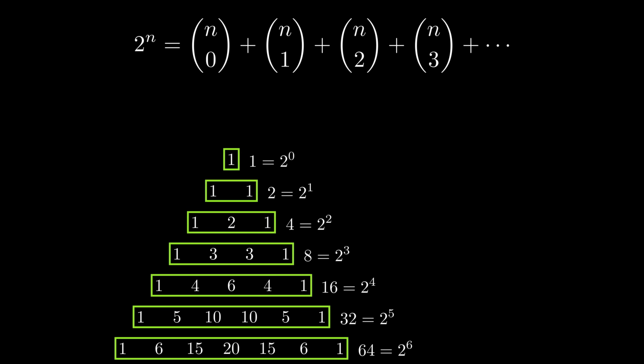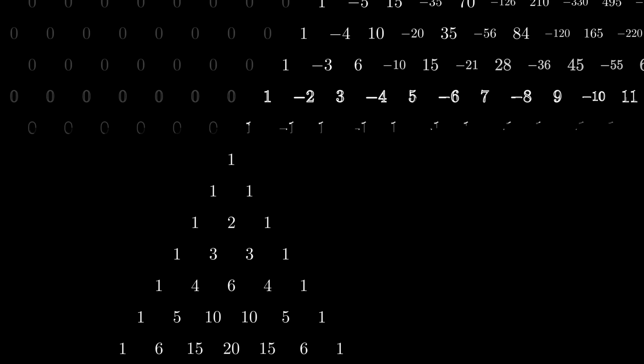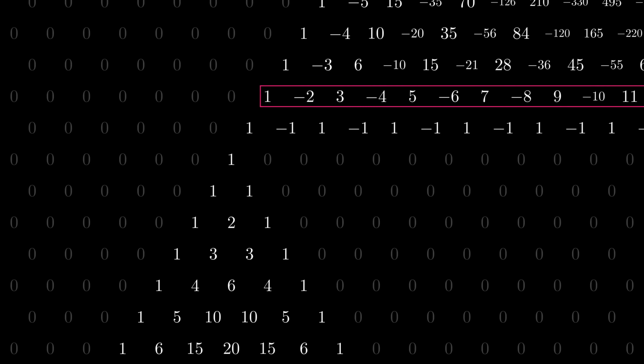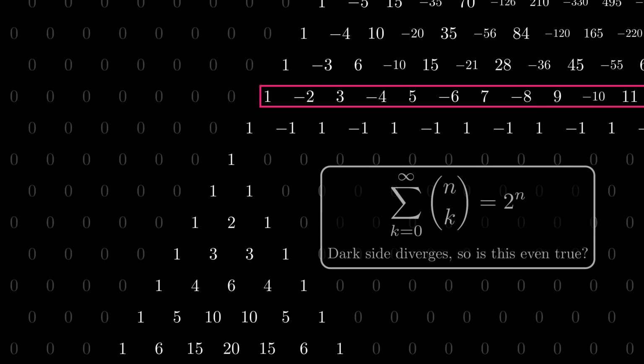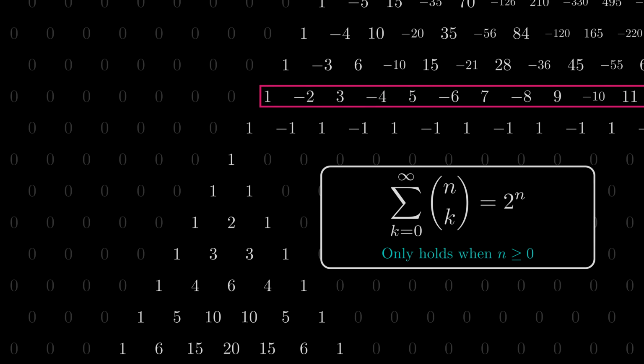However, now we run into a problem. The coefficients we need to collect go on forever, resulting in an infinite sum. Is this even allowed? While this seems to work for the light side, the sum of a row on the dark side of Pascal's triangle seems to diverge. So how do we even know that this identity is true? To understand what's going on, we will need to investigate further.